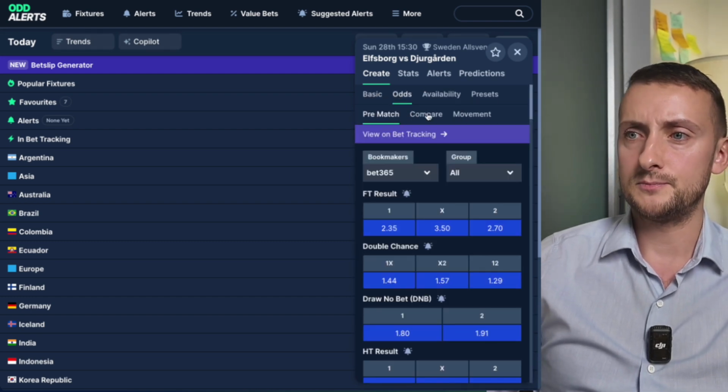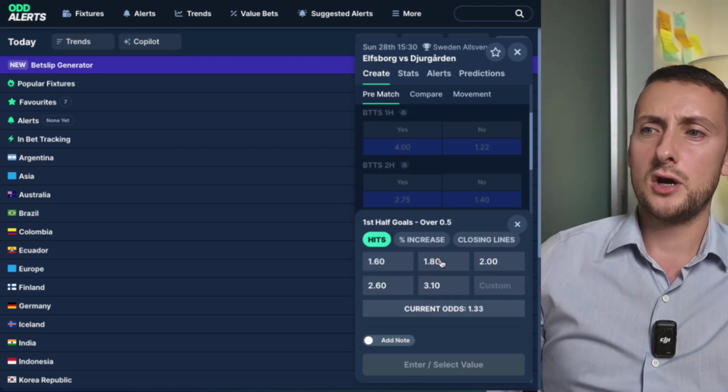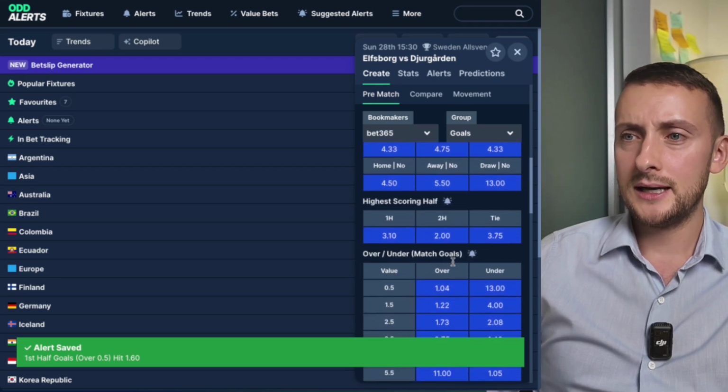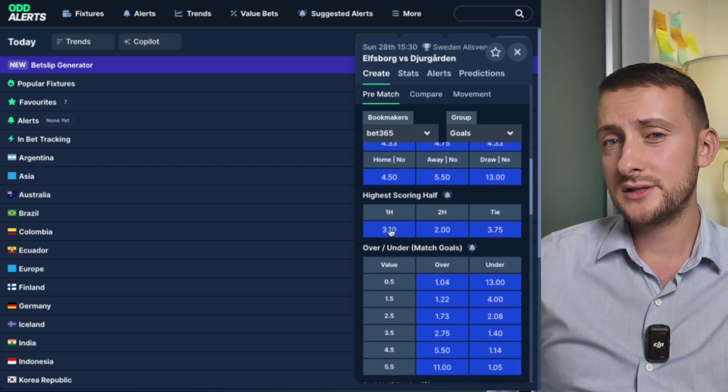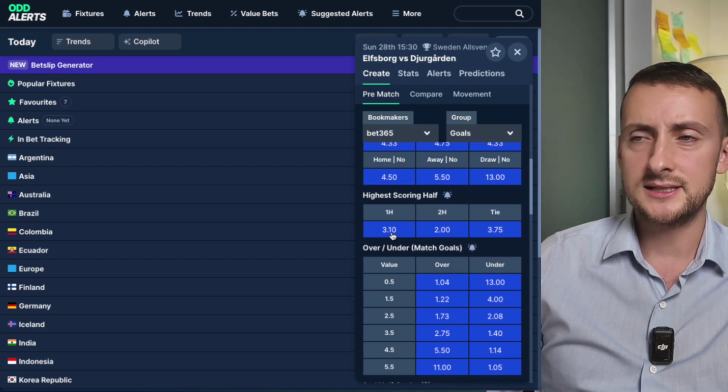Let's have a look at the odds. So BTTS, let me know if that hits 1.8 and I'll come and investigate. First half goal, let me know if that hits 1.6. It's at 1.33 right now. Highest scoring half, first half is 3.1, and again, that is a risky selection given the way these teams defend in the first half.